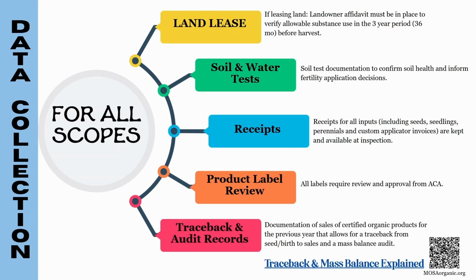Data needed for an audit trail, traceback, and mass balance must be made available to the inspector. Producers provide the records that allow the inspector to verify the traceback and mass balance process and confirm the accuracy of the numbers. MOSA has an excellent article about traceback and mass balance. It can be accessed via the QR code on this page or by going to mosaorganic.org.